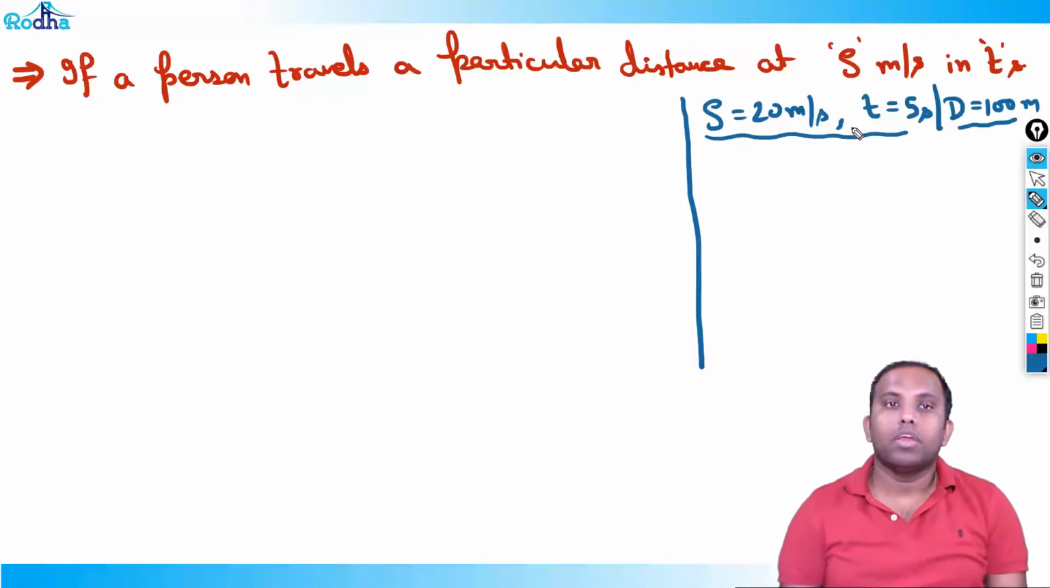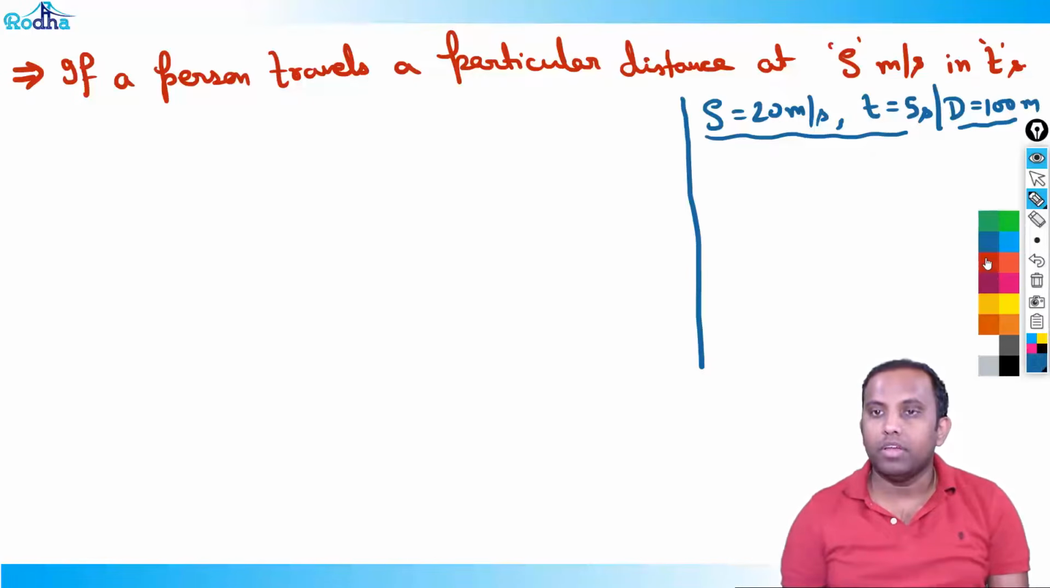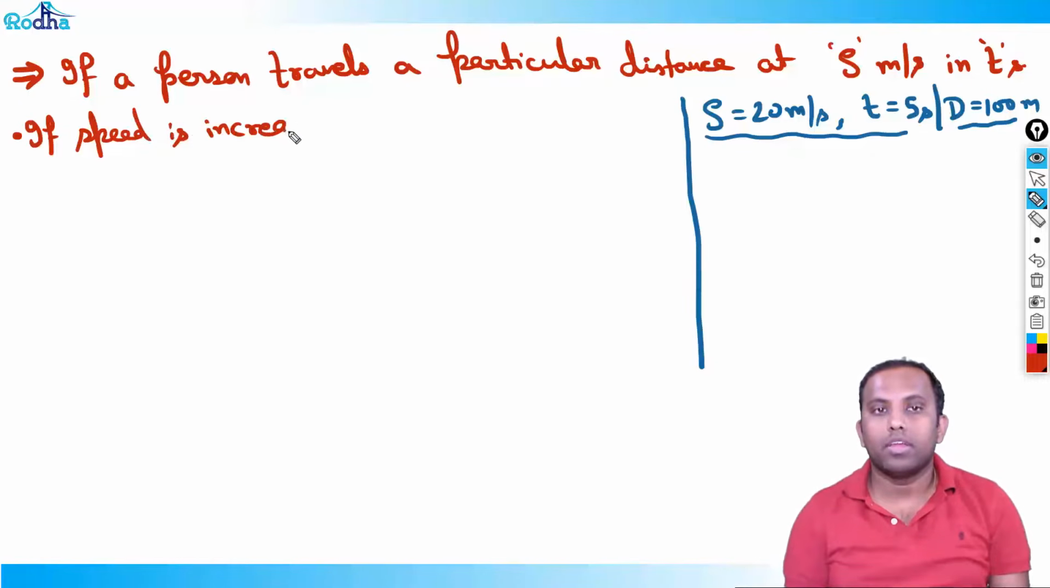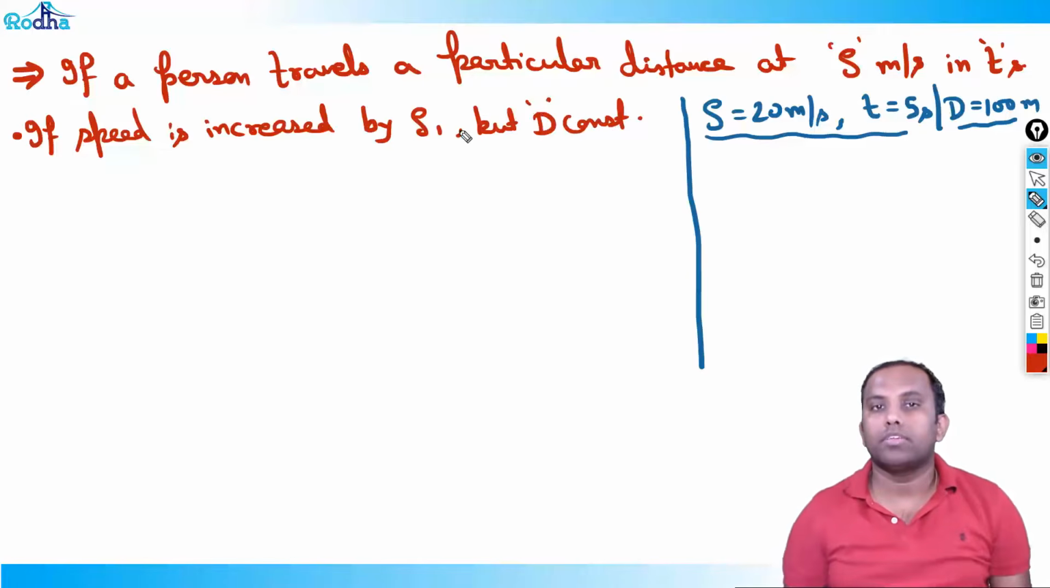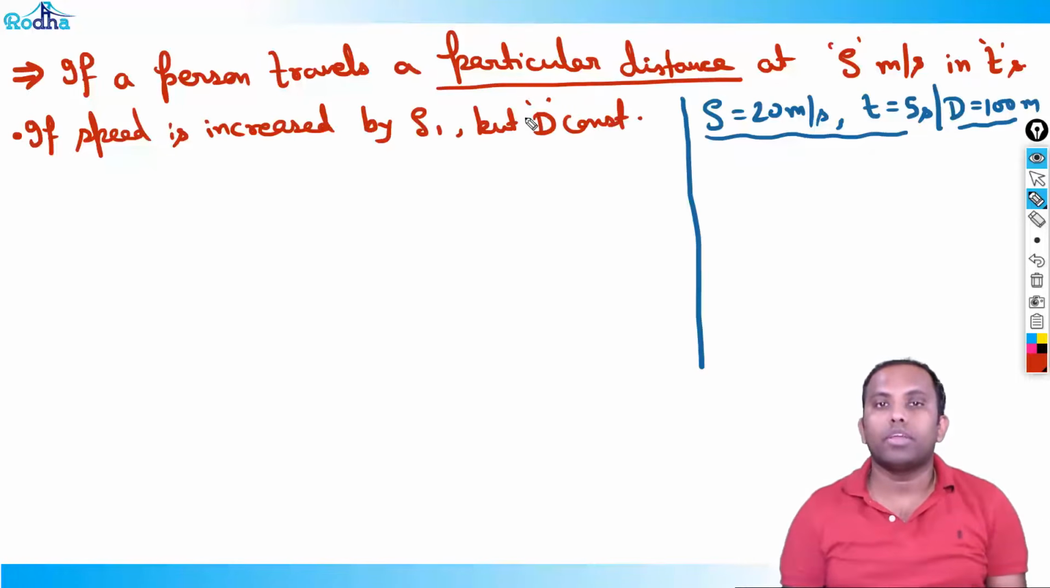Now, if speed is increased by s1, but distance is constant, right? Distance does not change. It is traveling the same distance, the same particular distance which we are referring to here. So distance is the same here, distance is 100 meters.